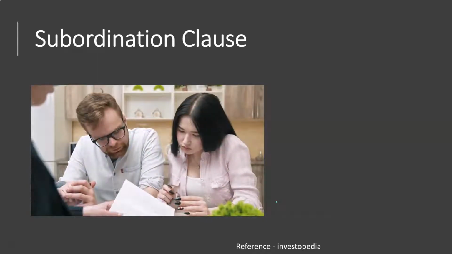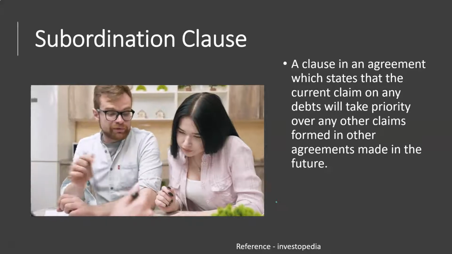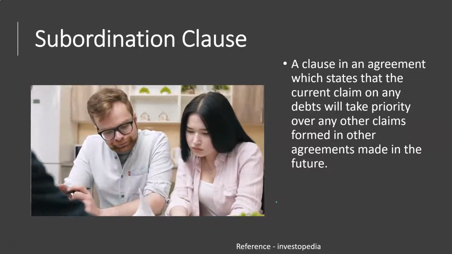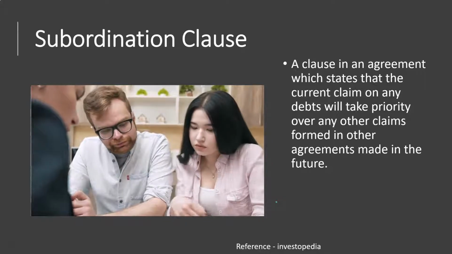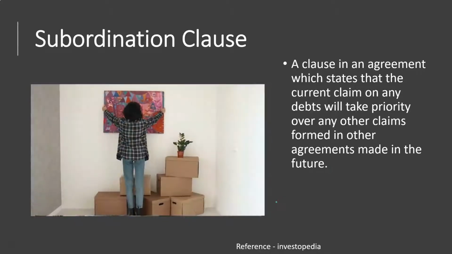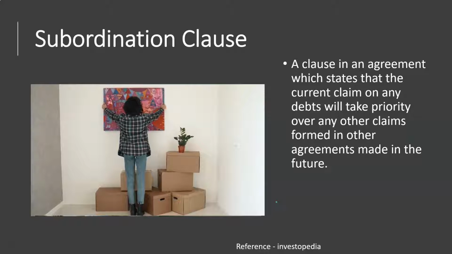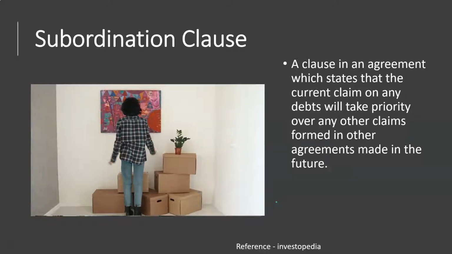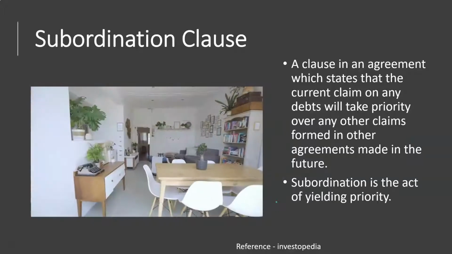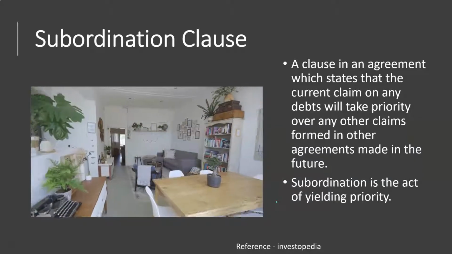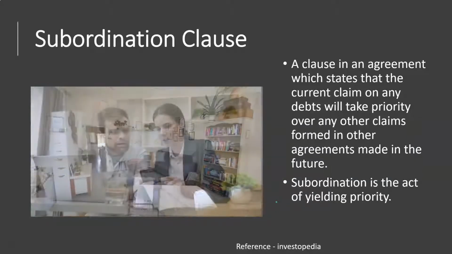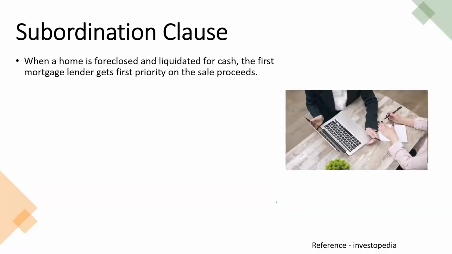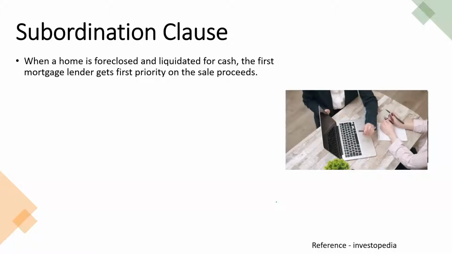Then we have the subordination clause. So the subordination clause, a clause in an agreement which states that the current claim on any debts will take priority over other claims formed in other agreements made in future. So again, this has to do with the hierarchy of who has the claim in the event that there's going to be a default on the payment to have the bigger security. So the subordination is the act of yielding priority, meaning, subordinating one claim in essence to another. So if there's a problem, the higher claim will get paid first and so on.